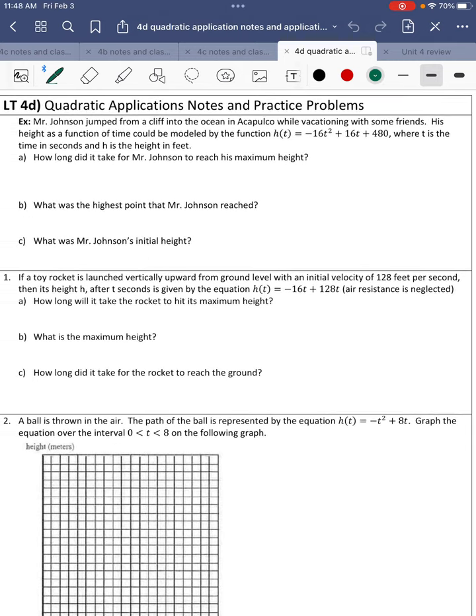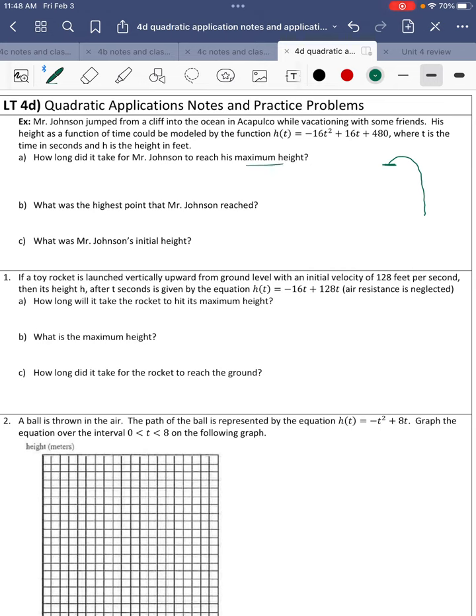So what I would do, quadratics in general, something would look like this. You'd be up on a cliff and you're jumping off, you jump up and then you go down. That'd be the quadratic.